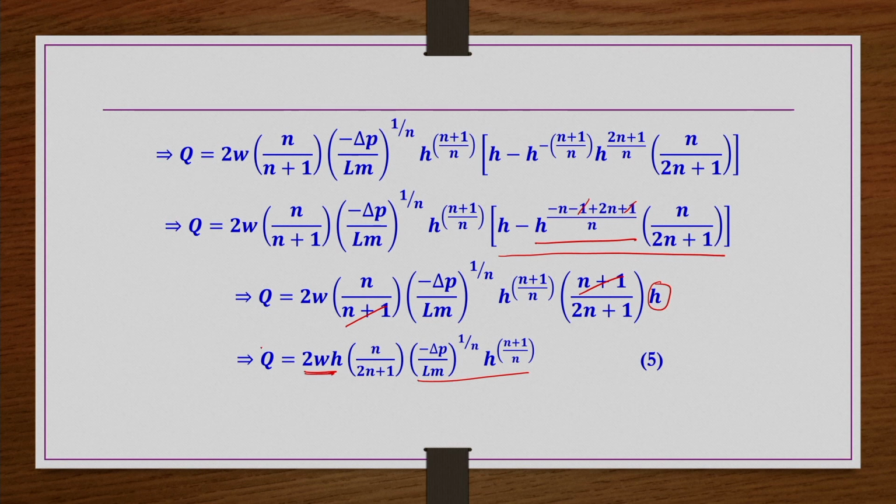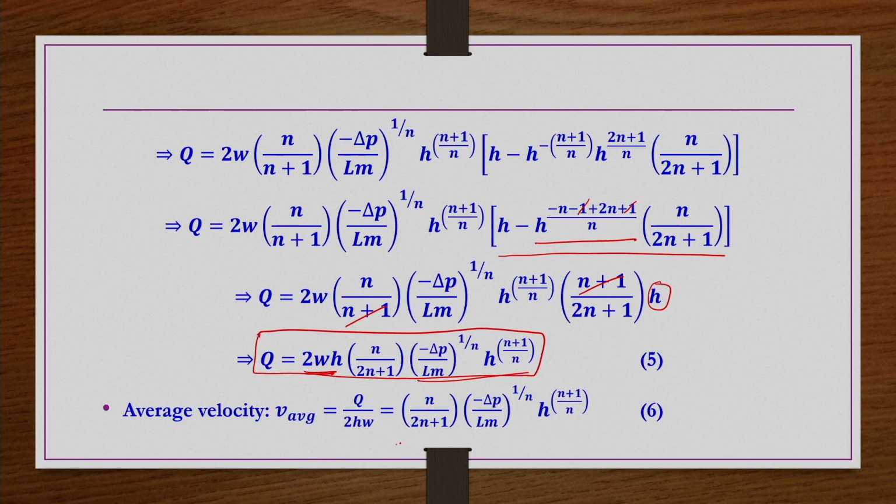So, this is the expression for the volumetric flow rate for a power law fluid flowing between two infinitely long parallel plates. If you divide this Q by 2WH, you will get the average velocity, that is, average velocity is nothing but Q by 2WH. So, that is n by 2n plus 1, minus delta P by L m, whole power 1 by n, H power n plus 1 by n. This is what we are going to have.